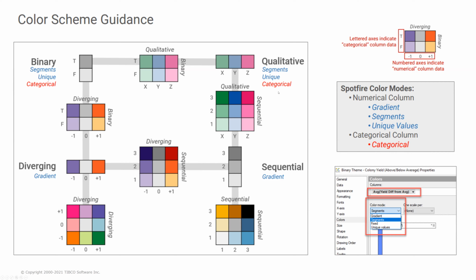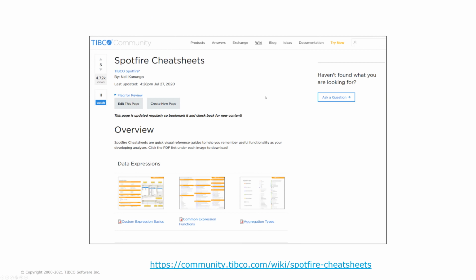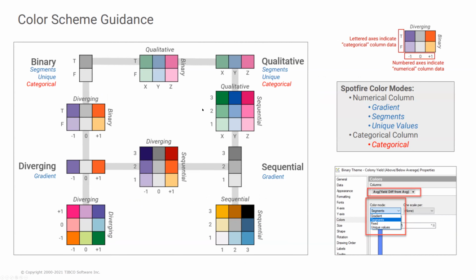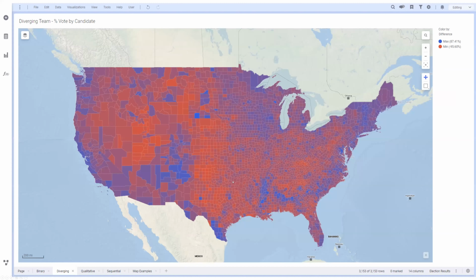And this is on our cheat sheets on our TIBCO community, if you want to see all these cheat sheets, as well as a chart selector that Michael showed. There are also the color modes on gradients and categorical, those types of things are also selectable from the Spotfire color dropdowns. So just to show this is diverging.